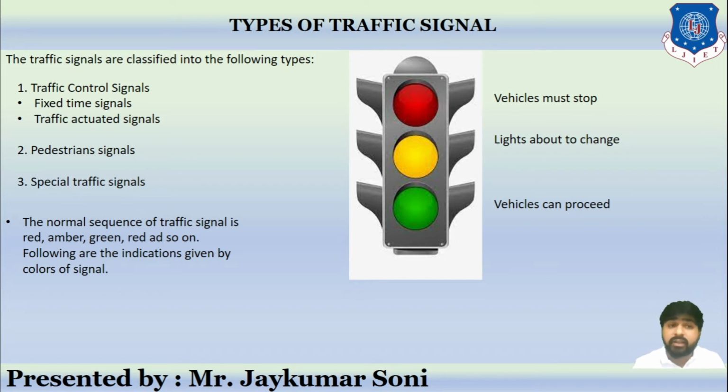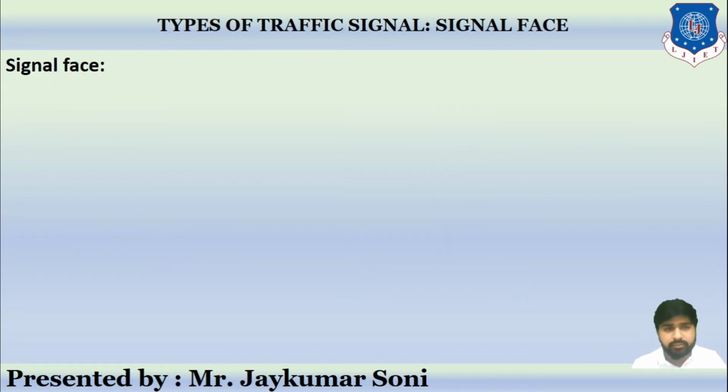Then the types of signal are of three types: traffic control signal, pedestrian signals, and special traffic signal. The traffic control signals are basically of two types. First is called fixed traffic signal and second is called traffic actuated signals. The normal sequence is red color, amber color and green color, and they give a number of indications as I have already mentioned.